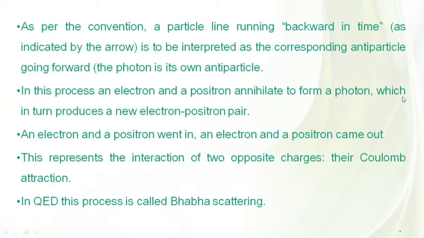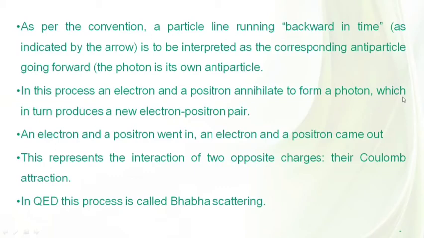As per the convention, a particle line running backward in time, as indicated by the arrow, is to be interpreted as the corresponding antiparticle going forward. The photon is its own antiparticle. In this process, an electron and a positron annihilate to form a photon, which in turn produces a new electron-positron pair. In the previous diagram, an electron and a positron went in, and an electron and a positron came out, through annihilation and pair creation.